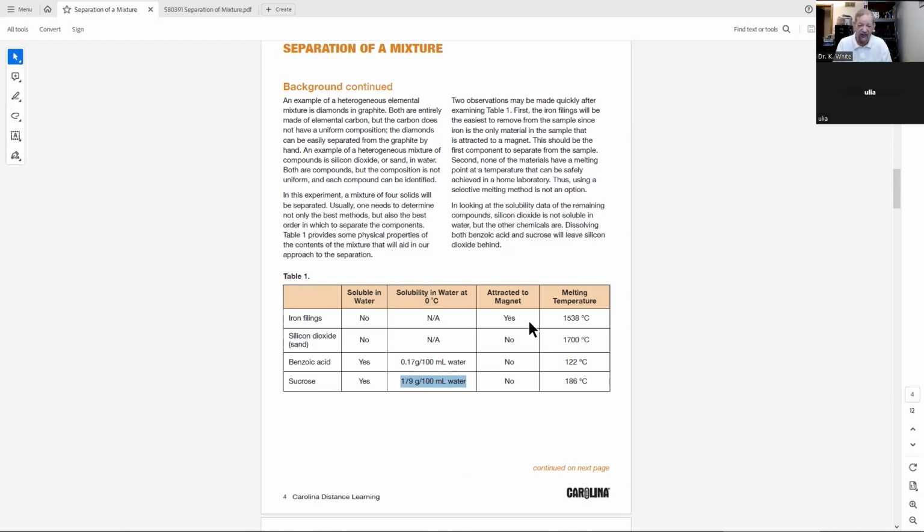Now, if you notice the iron filings, I guess it's the right way of pronouncing it, and the sand, silicon dioxide, have a high melting point, really high. In Fahrenheit, that's over 3,500 degrees Fahrenheit, not a temperature you're going to get in your house. And even the other two are very high temperature, a couple hundred degrees Fahrenheit. So that's not going to be for this lab, the melting point temperature will not be a physical property we'll use to separate it.